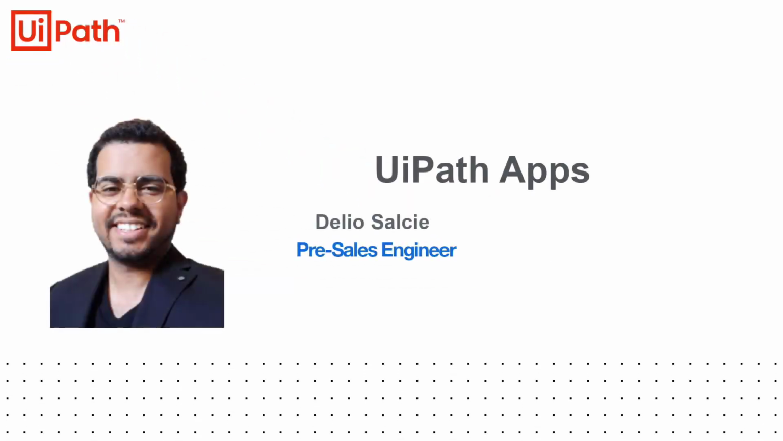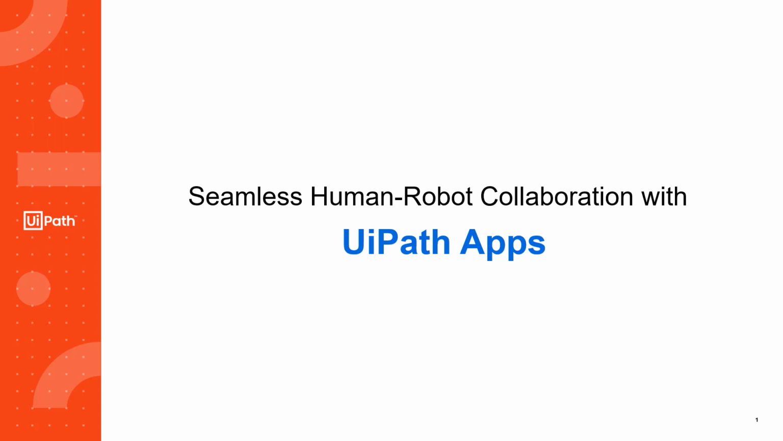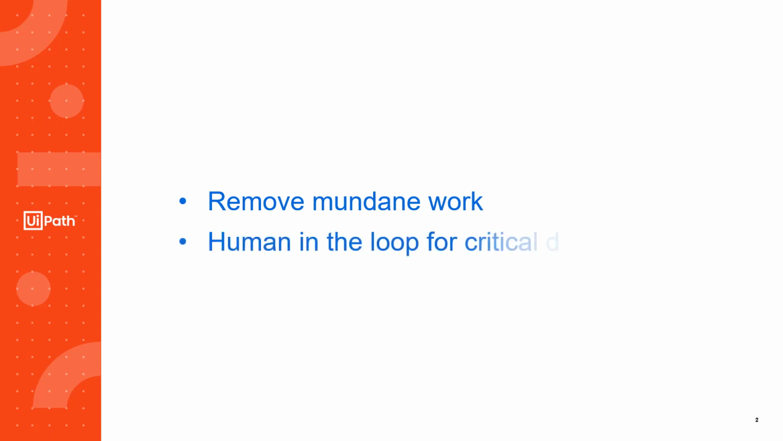I'm a pre-sales engineer at UiPath, and today we're going to be going over UiPath apps. UiPath apps help automate long and complex processes from start to finish through seamless human-robot collaboration from a single platform. Here, we will look at a complex automation for invoice processing that requires human-robot handoff tasks. The goal is to remove the mundane work and bring humans in the loop only when needed to make critical decisions.